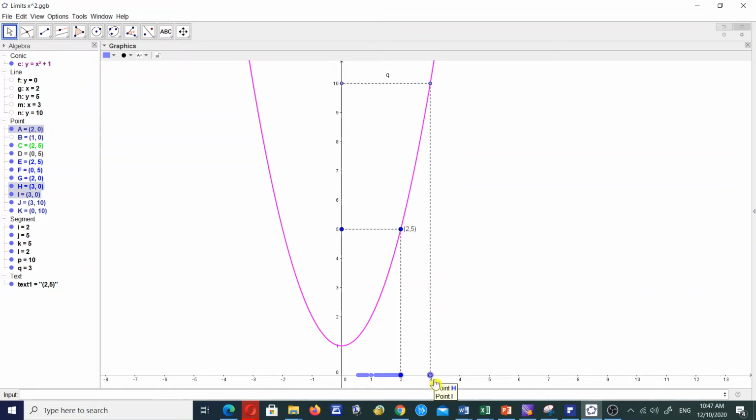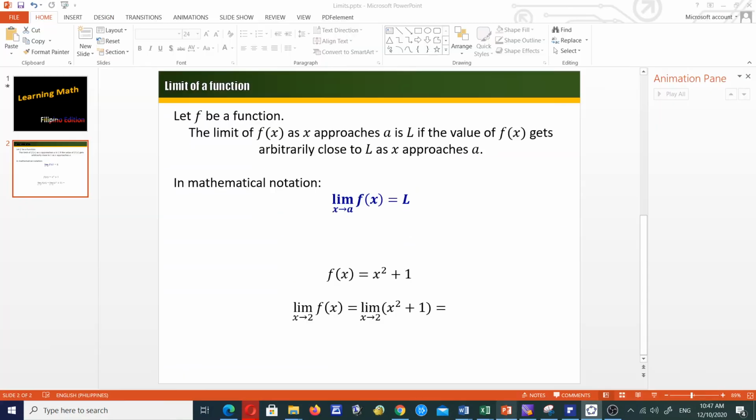When we consider a number x which is greater than 2 and we move it closer to our number 2, let's observe what value f of x approaches. So observe the y value. So as x approaches 2, f of x goes near to what number? Goes near to 5. And the limit of f of x as x approaches 2 is equal to 5.